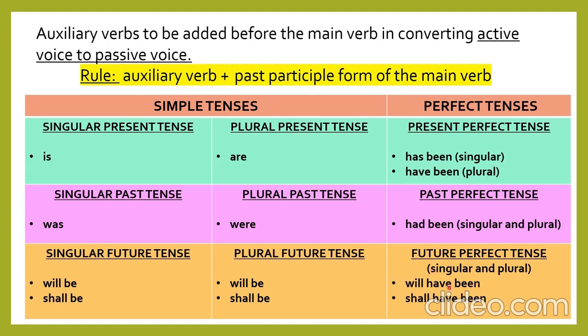For future perfect tense, you just have to add have been. Okay, it's the same whether it's singular or plural subject. You're going to add have been, will have been, or shall have been. The children shall have been invited to the program. The child shall have been invited to the party. So it's just the same. Okay, I hope that's clear. You can take a look back at this whenever you're converting or transforming sentences from active to passive voice of the verb.